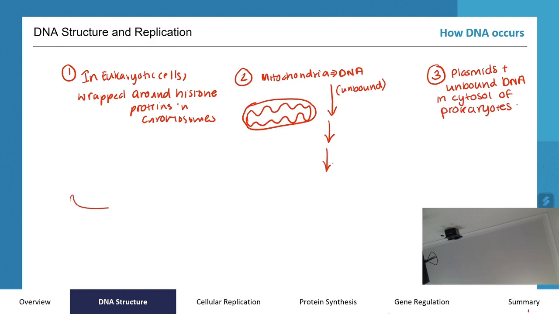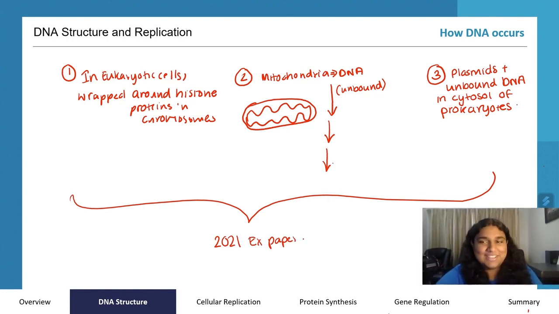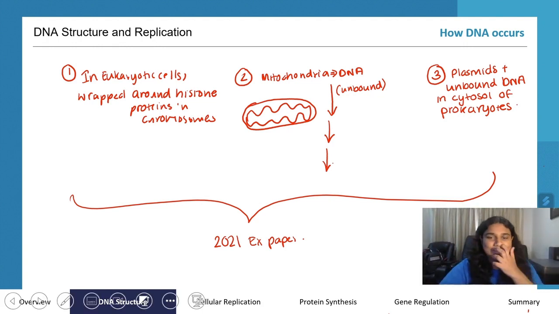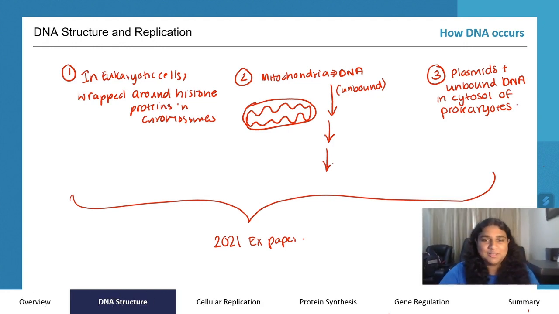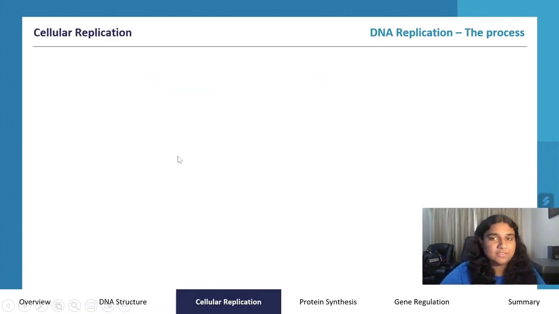I strongly recommend that you note all of these three together. They came up as a 2021 external paper question. It was literally worded like, how does DNA occur in the cell? Which basically meant name the three ways that DNA is represented in the cell. And it got a couple of people confused. So watch out for questions like that.